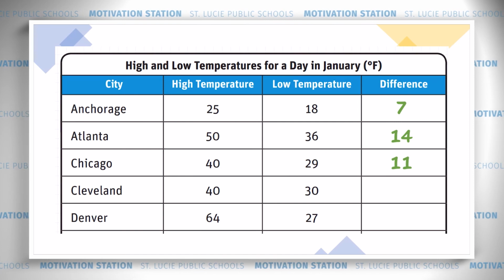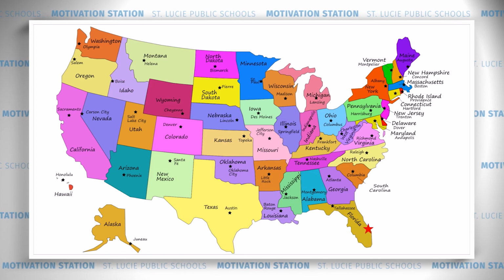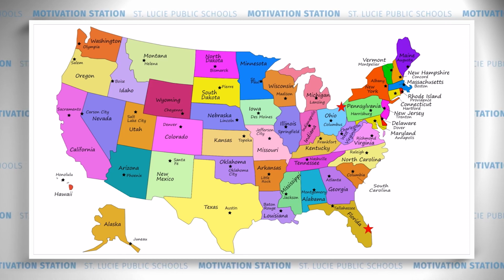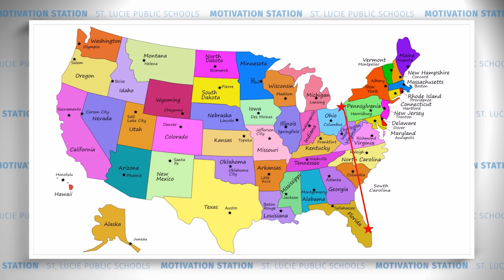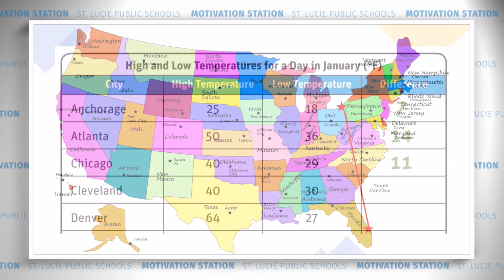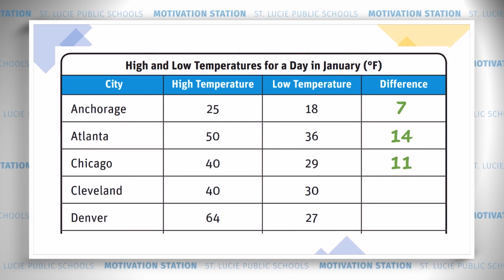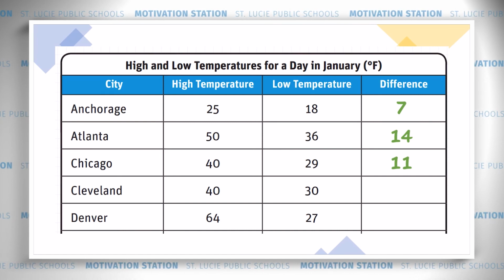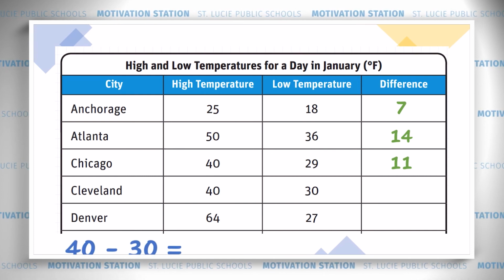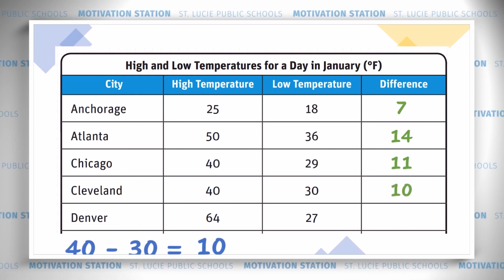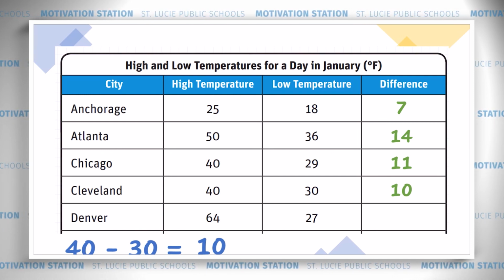Now we're going to go look at Cleveland. We're down here in Florida. Cleveland is up here in Ohio. It's about the same distance to Ohio as it is to Illinois. For Cleveland, we can do this in our head. Their high temperature is 40, their low temperature is 30. We know that 40 minus 30 equals 10. That's easy. So we write in 10. You are going to do the rest of this page, starting with Denver, on your own.